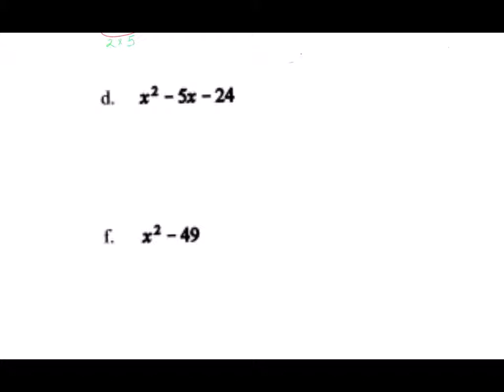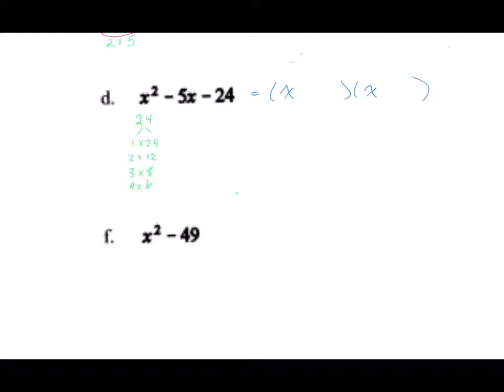So we have another trinomial, and so we need to have all the multiples of 24. So we got 24, which is 1 and 24. Also 2 times 12 gives 24. Also 3 times 8 gives 24. And 4 times 6 gives 24. Which one of these would work? So let's start by writing x bracket and x bracket.